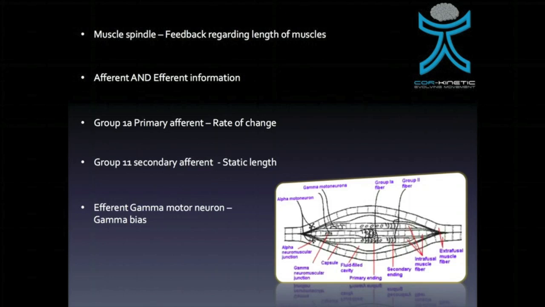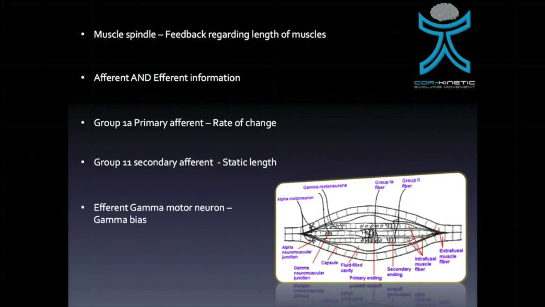If you think about a static stretch, I'm going to hold a stretch, and that's going to send a constant stream of information about the static length of a muscle. Now that's important, but more important than that is the rate of change, the primary afferent. You can see how the rate of change is the primary afferent rather than the secondary afferent. So the rate of change is the most important thing, and that's if I move quickly. The intrafusal fibers, the sensory part of the spindle, start to give me information about how quickly that's happening.